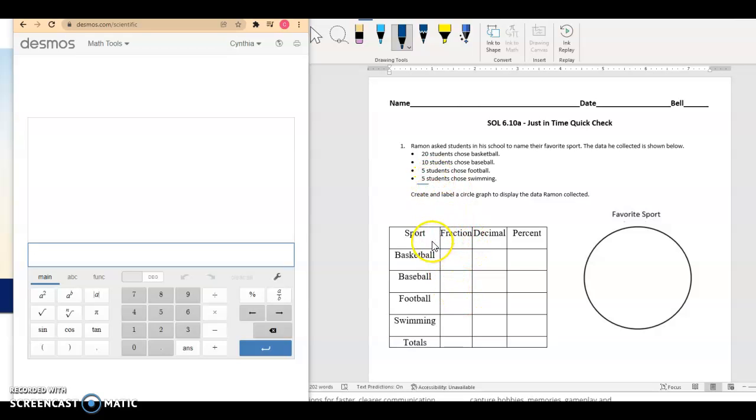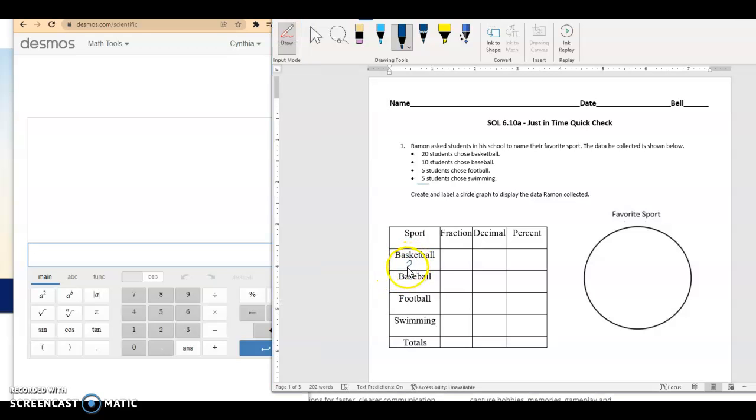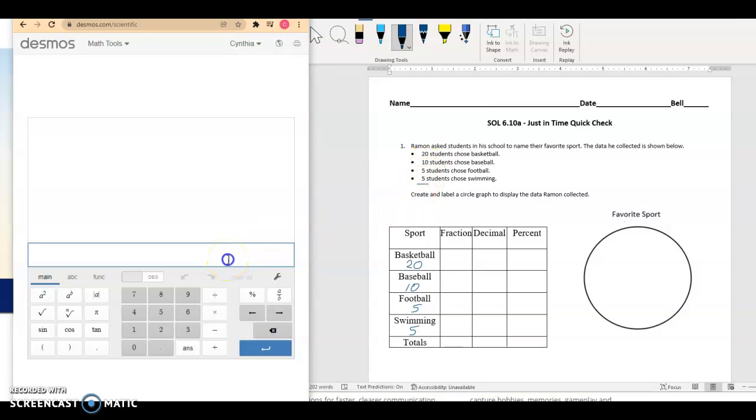The first thing we're going to do is, well, let's just put the numbers down. So we have 20 in basketball, 10 baseball, 5 football, and 5 swimming. So in our first column, we're just going to go ahead and create our fractions. So when we add these up, 20 plus 10 plus 5 plus 5 is 40.